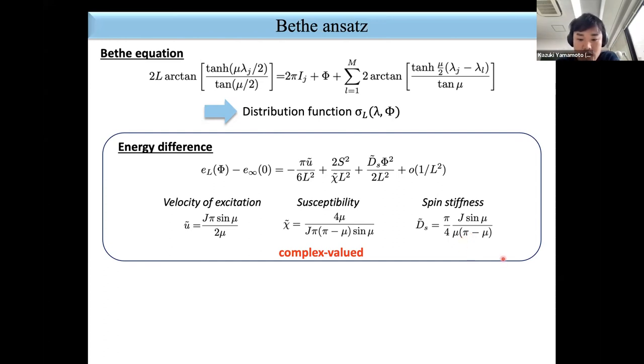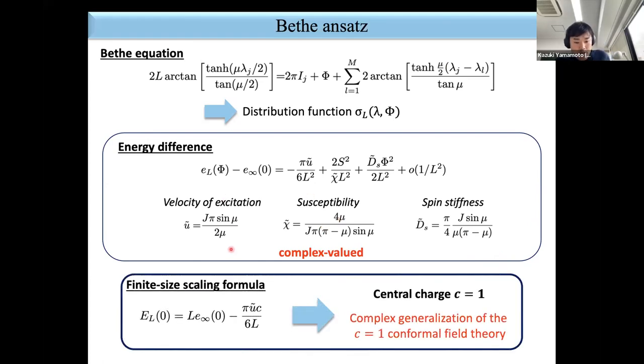Okay, then we can solve it from this energy difference. We obtain an important result: the finite size scaling formula for non-Hermitian Hamiltonians with complex valued energy spectrum. This is the result. By comparing these two results, we see that the central charge is given by one. And as the velocity of excitation u tilde becomes complex valued, this is the complex generalization of the c equals one conformal field theory.